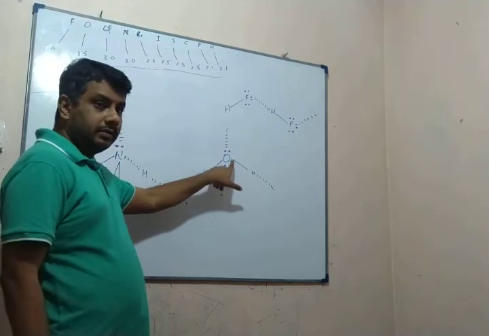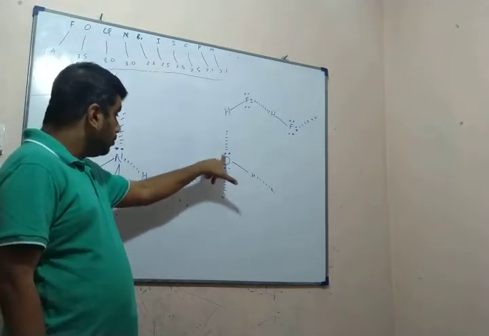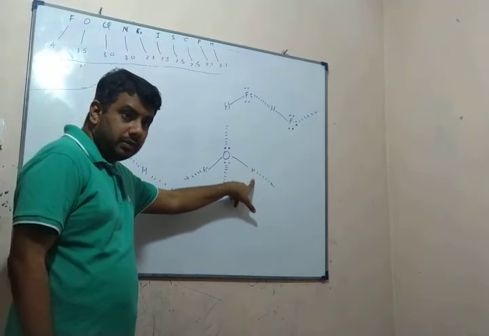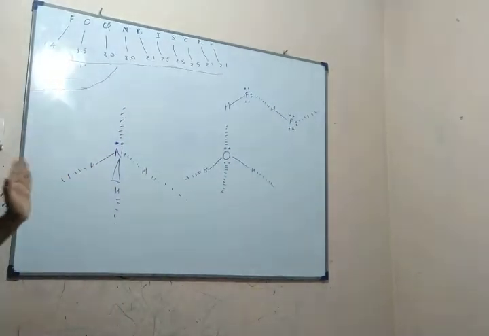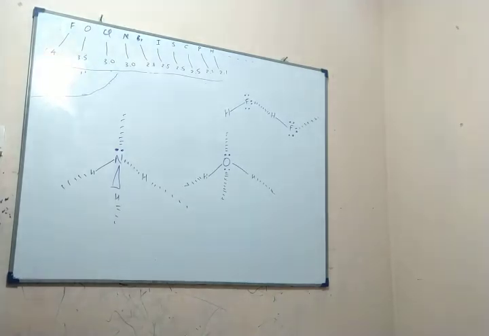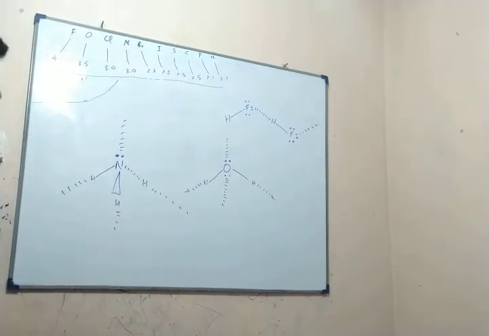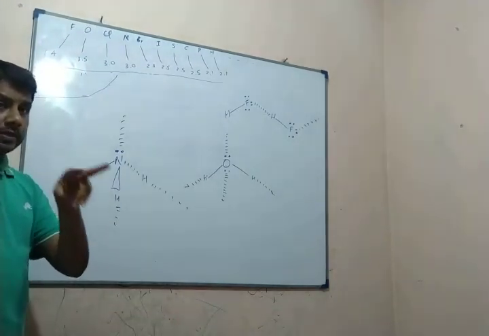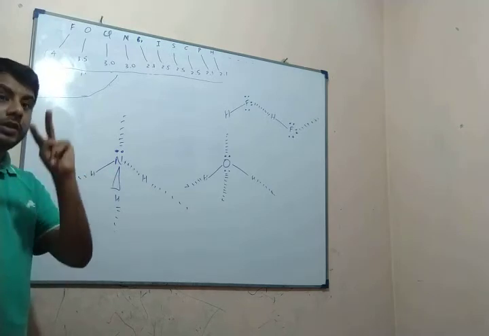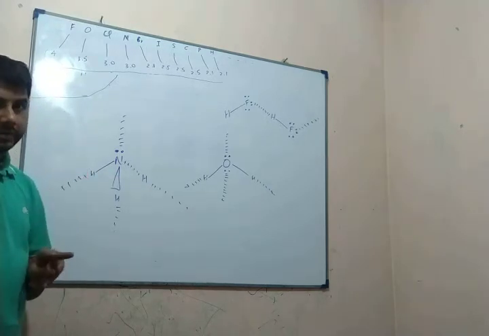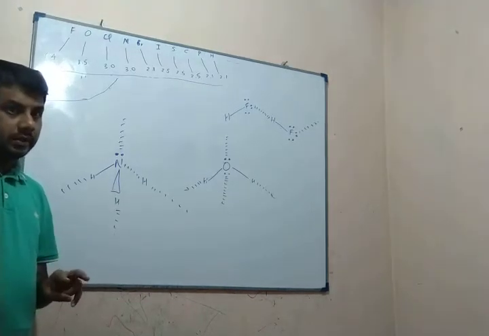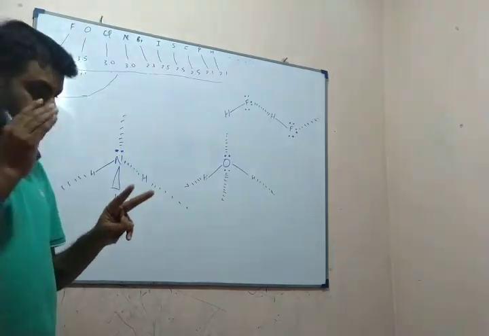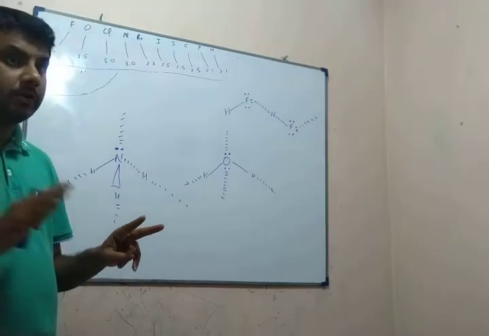How many bond dipoles are here? Two bond dipoles, OH and OH. How many dipoles are here? Three dipoles. There, only one dipole, one bond dipole. So you should remember that lone pairs will form hydrogen bonds, but it depends on the number of dipoles also.